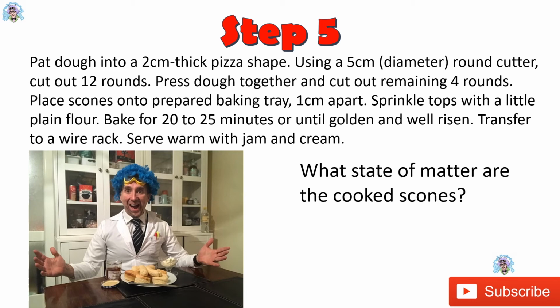Place the scones onto the prepared baking tray, 1 centimeter apart. Sprinkle tops with a little plain flour. Bake for 20 to 25 minutes or until golden and well risen. Transfer to a wire rack. Serve warm with jam and cream. As you can see, I'm very happy in that picture there on the screen, and they were delicious.